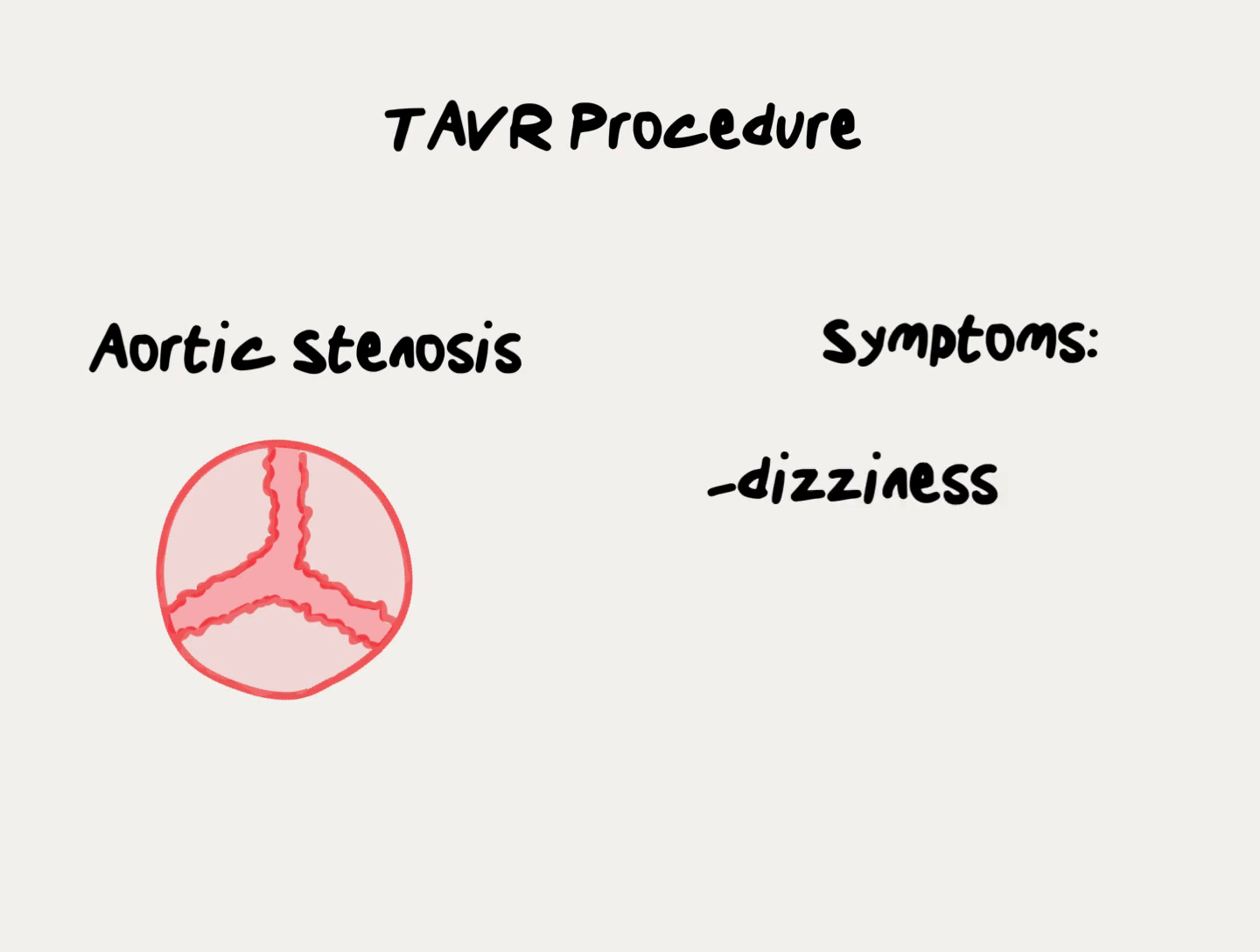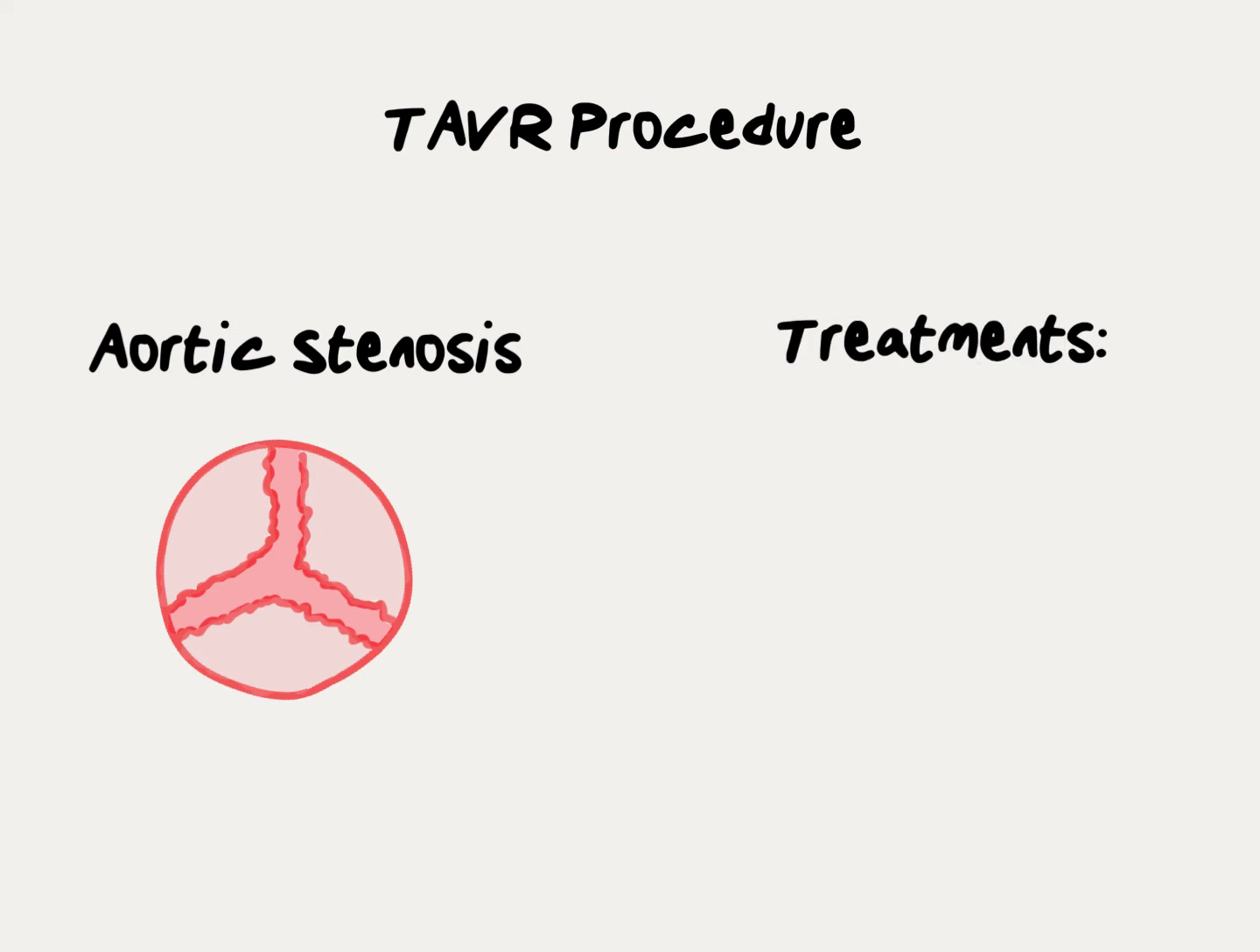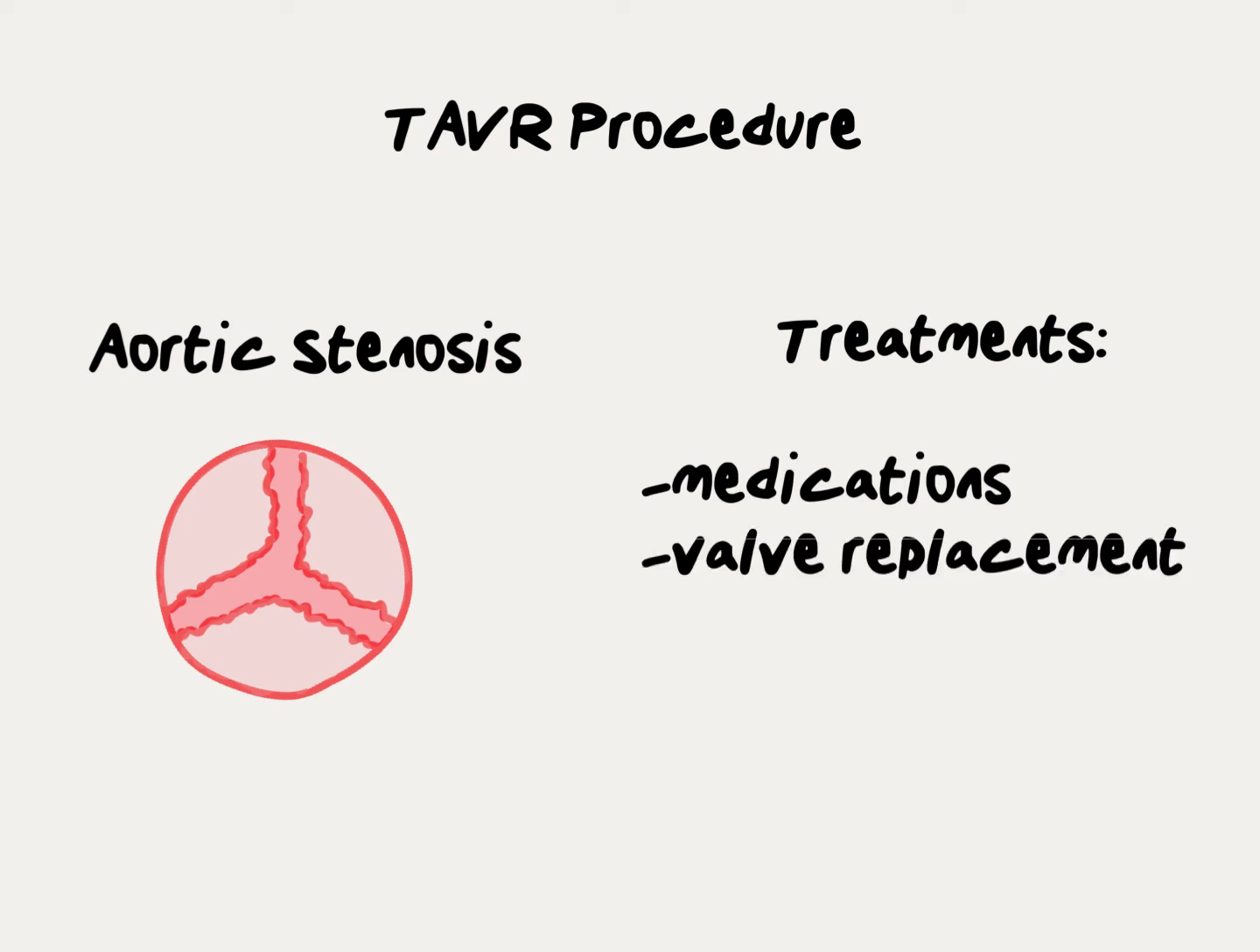The most common symptoms for patients with aortic stenosis include dizziness, fainting, shortness of breath, and chest pain. Mild cases of aortic stenosis can be treated with medication, but almost all patients with severe aortic stenosis will require valve replacement. Traditionally, valve replacement has been done with open heart surgery.